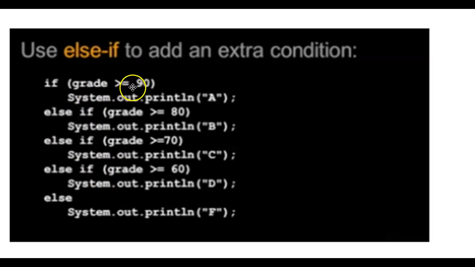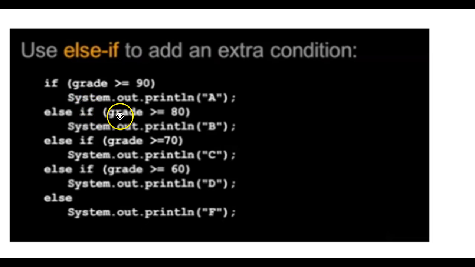If grade is greater than or equal to 90, notice I dropped the curly brackets for this one because they're all single line statements, just so you know. I could put curly brackets in this, but to make it clearer in terms of the structure, I dropped all the curly brackets. Didn't need them. So if grade is greater than or equal to 90, print out A.